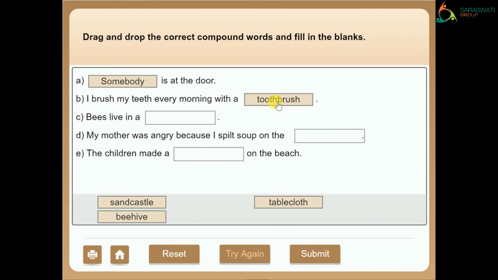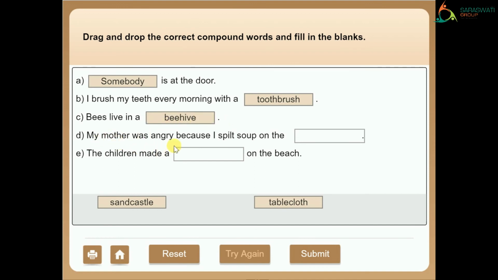Bees live in a dash. Bees live in a sandcastle? No, bees cannot live in a sandcastle. Tablecloth? Oh no, bees cannot live in a tablecloth. So, bees live in a beehive.